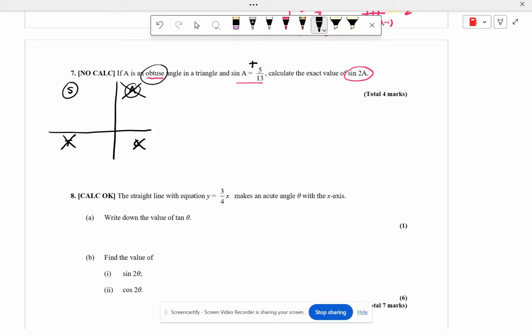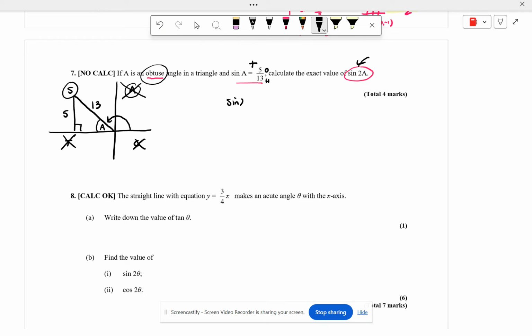Just give myself some more space in quadrant 2. It says that the sine of A, some unknown angle A, I have no idea what it is, but rotated into quadrant 2, it's going to look like this. So the reference angle is A, and the ratio of the sides is going to be 5 over 13, which is opposite over hypotenuse for sine. And now we want to calculate the exact value of the sine of 2A.